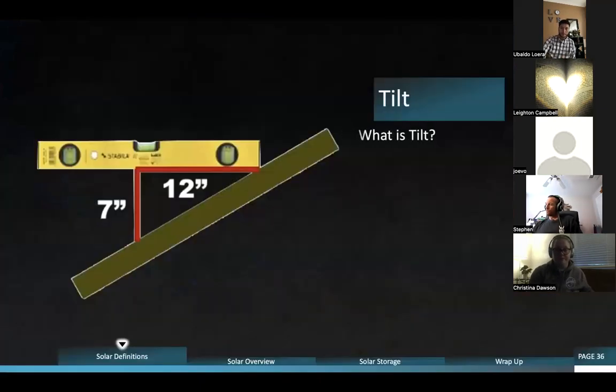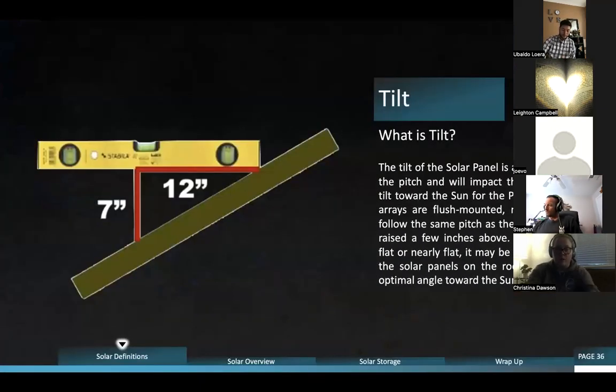So with tilt, what is tilt? The tilt of the solar panel is also known as the pitch and will impact the amount of tilt towards the sun for the PV array. Most arrays are flush mounted, meaning they follow the same pitch as the roof but are raised a couple inches above. If the roof is flat or nearly flat, it may be desired to tilt the solar panels on the roof to achieve the optimal angle towards the sun.